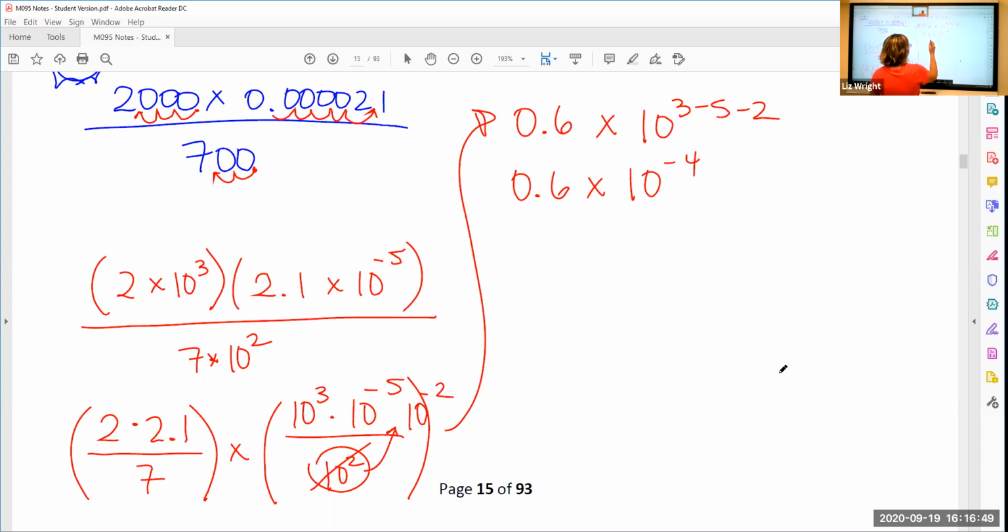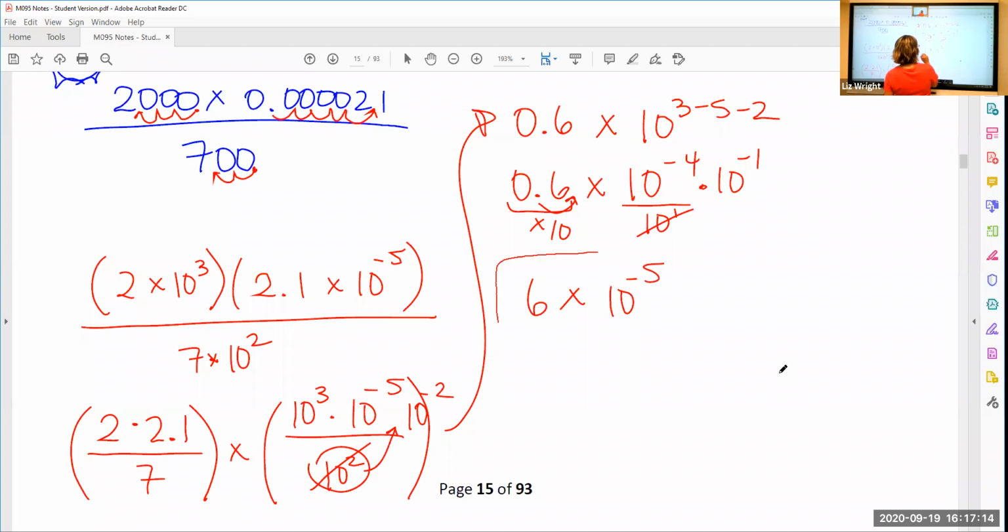And then, again, we look at this. This is not greater than 1, so we need to multiply this by 10, which means we need to divide this one by 10. So we're going to have 6, because we're moving that over by 1. So we're going to have 6 times, and then again, remember that's a 1. So we're going to bring that up to the numerator. And then negative 4 minus 1 is going to be times 10 to the negative 5th.